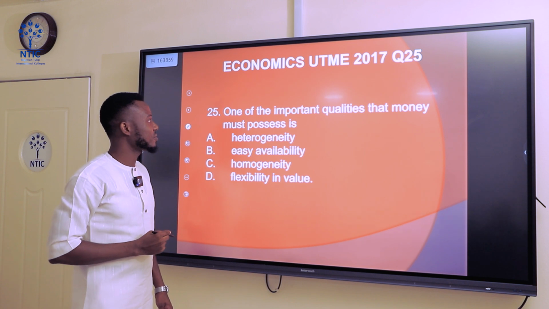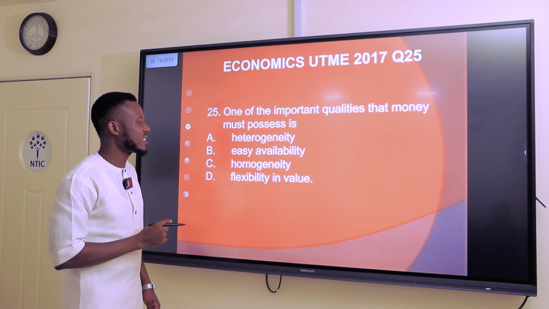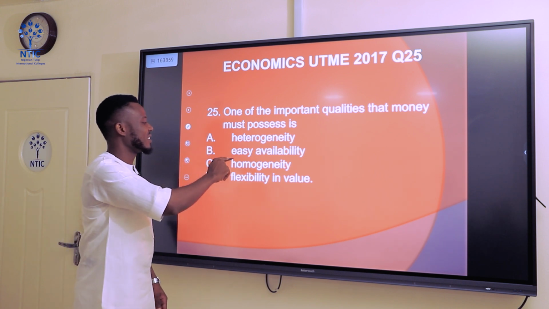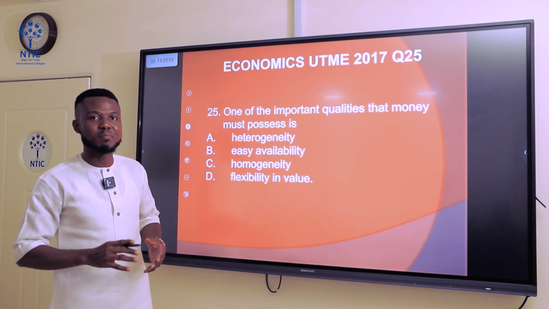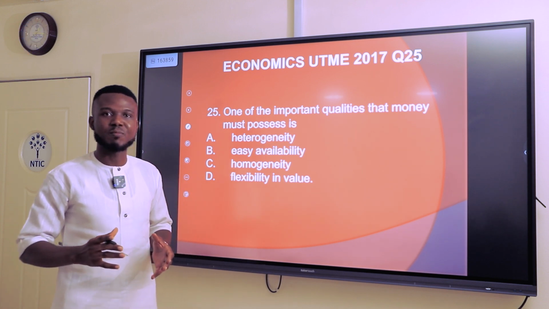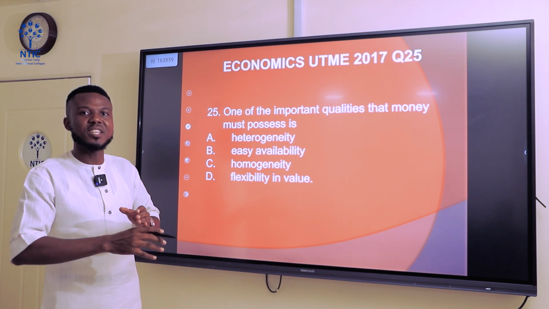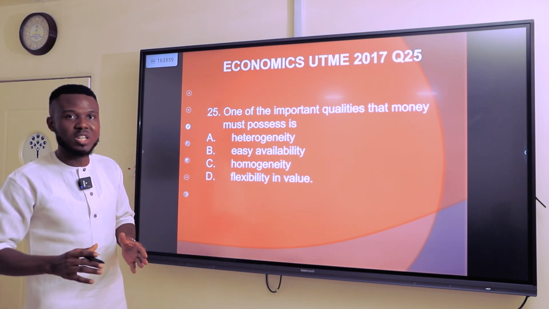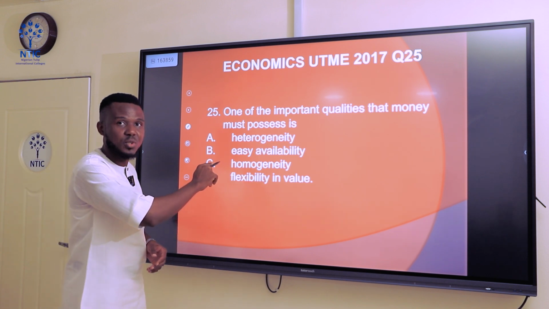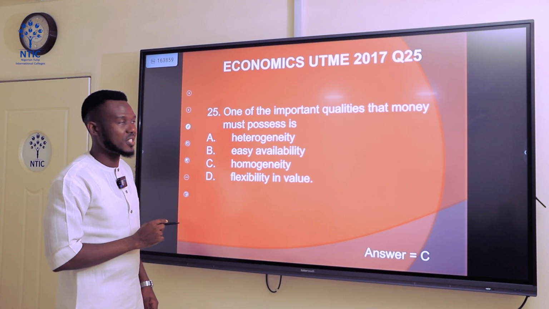Question 25. One of the important qualities money must possess is... The answer is homogeneity. Homogeneity means uniformity. Whatever item is used as money should be easily identified by all within a particular region, and that can only be possible if there is uniformity of such currency. So our answer here is C.